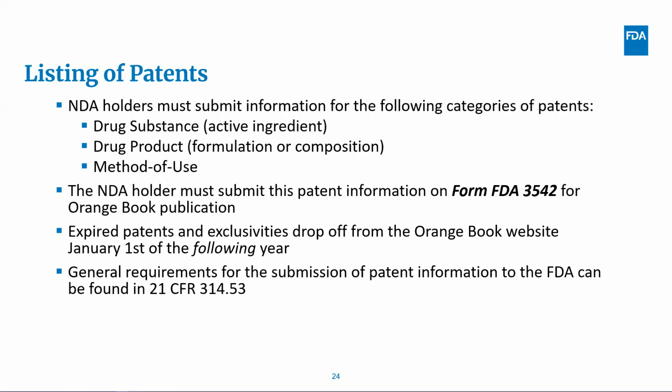The NDA holder must submit this patent information on Form FDA 3542 in order for it to be published in the Orange Book. And please note that expired patents and exclusivities will drop off the Orange Book website January 1st of the following year. So for example, any patents that expire in 2024 will still be seen on our Orange Book website, and they'll fall off automatically on January 1st, 2025. If you want more information about submitting patents, you can check 21 CFR 314.53.